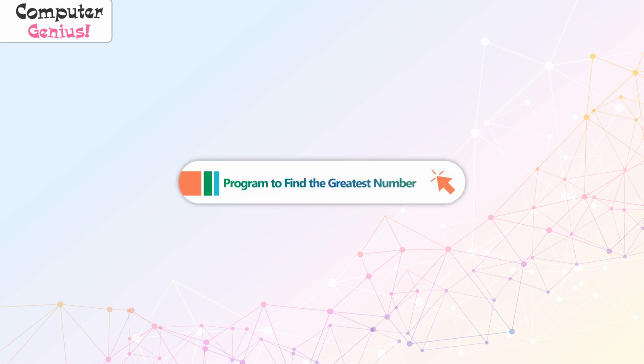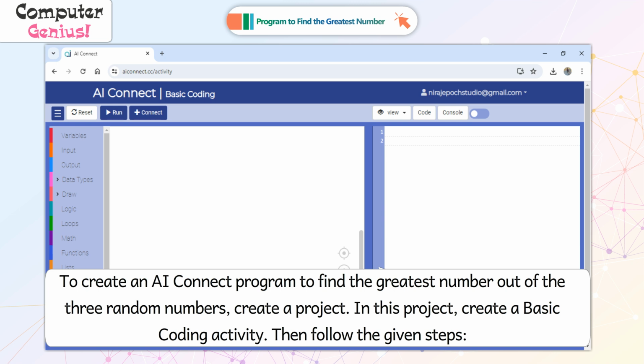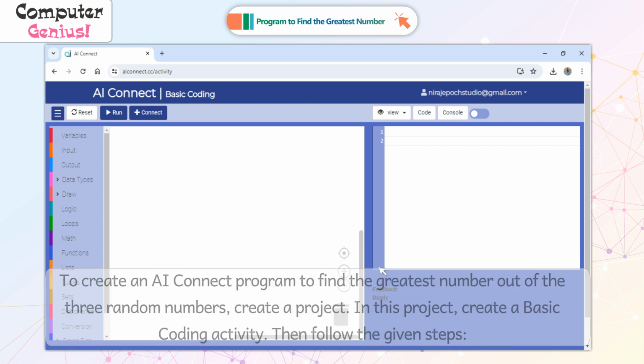Program to find the greatest number. To create an AI Connect program to find the greatest number out of the 3 random numbers, create a project. In this project, create a basic coding activity. Then follow the given steps.